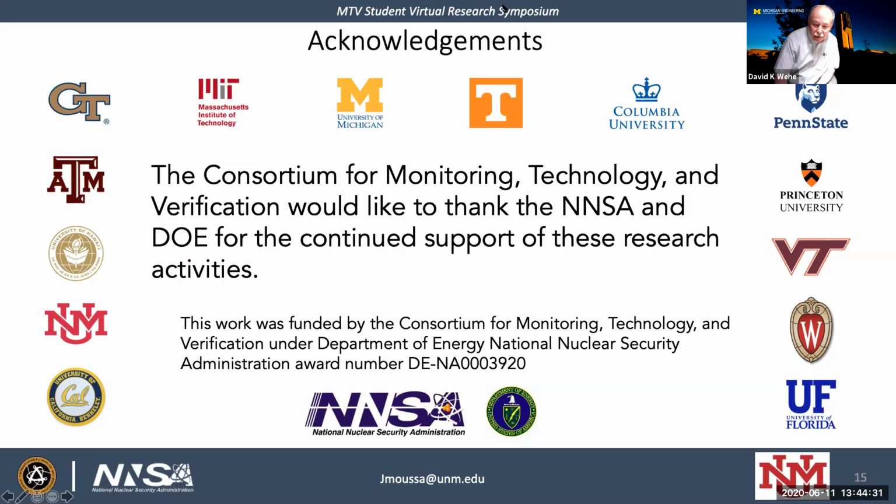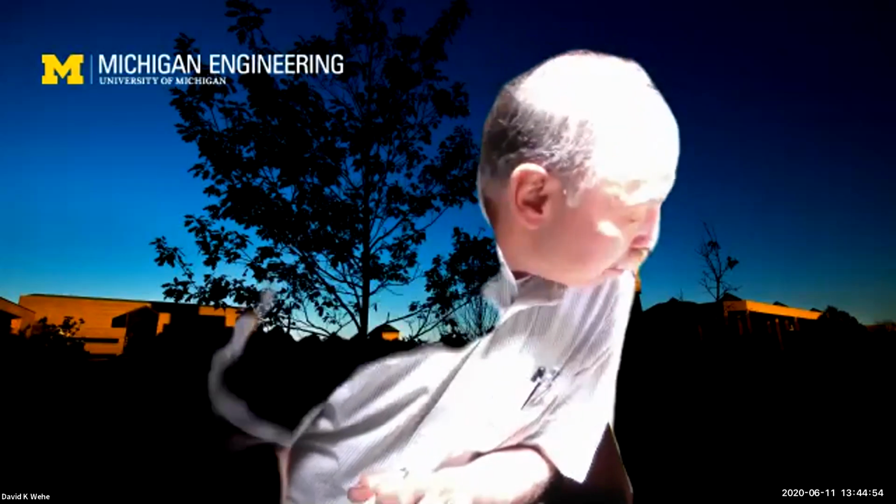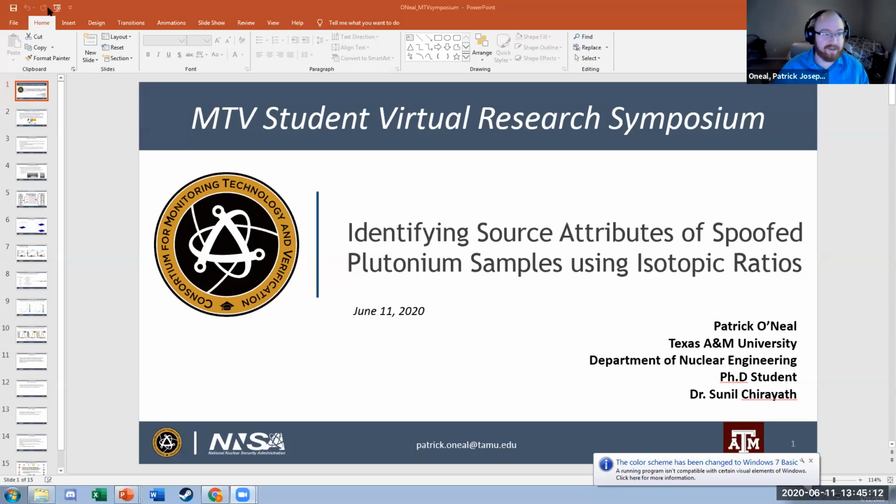And if you wouldn't mind releasing your screen. All right. Very good. And let me introduce our second speaker. Our second speaker comes from Camus, if I recall. Texas A&M. Patrick, are you there? Yes, sir. Can y'all hear me? We hear you fine. You're going to talk on identifying source attributes of spoofed plutonium samples using isotopic ratios, correct? Yes, sir. All right, the floor is yours. You've got 20 minutes, and then I'm going to cut you off mercilessly. Mercilessly. All right, then I got to be on my game.